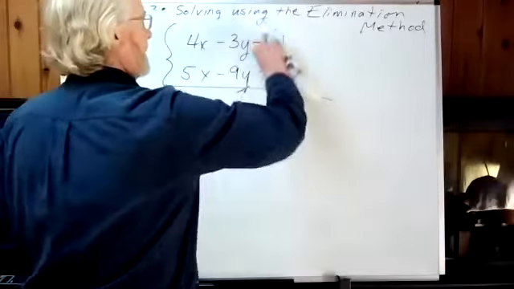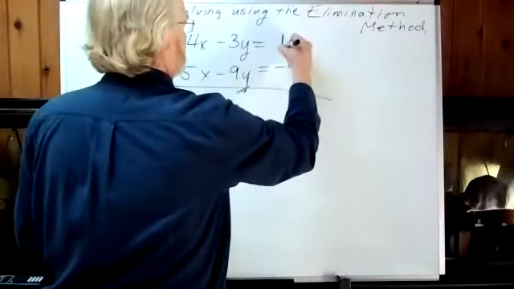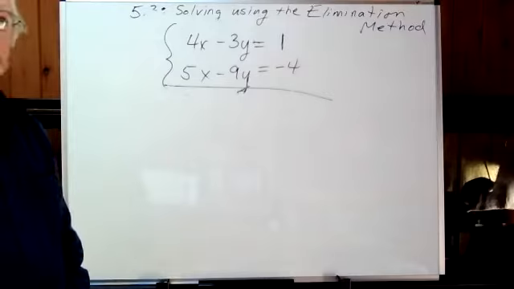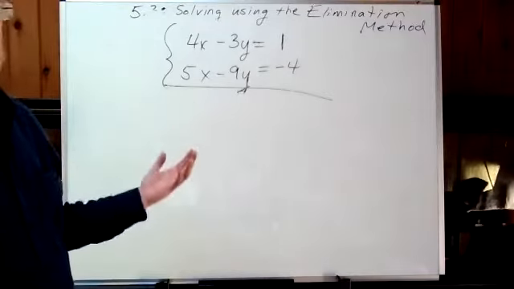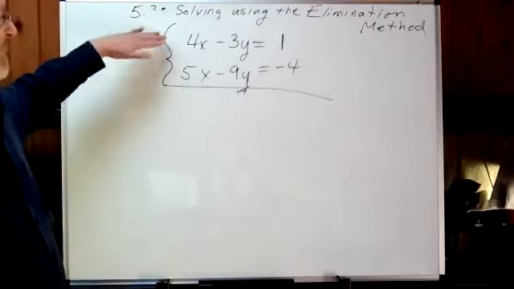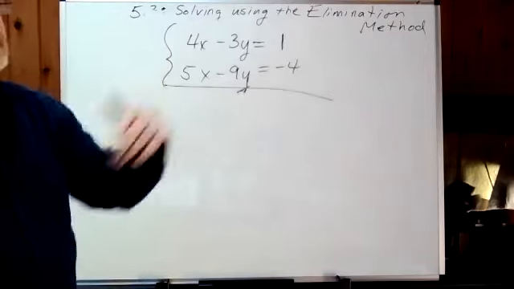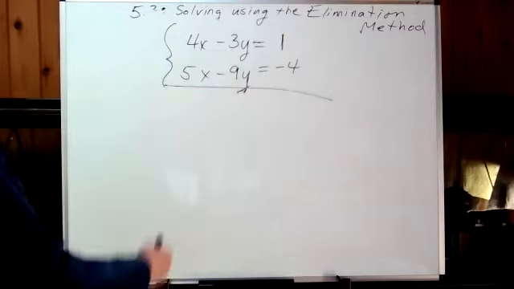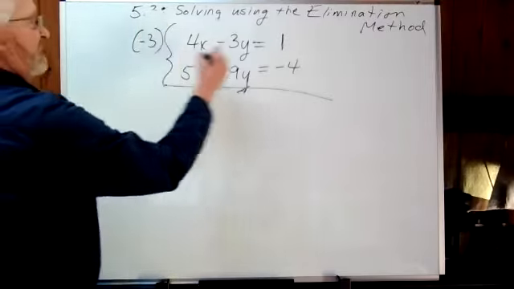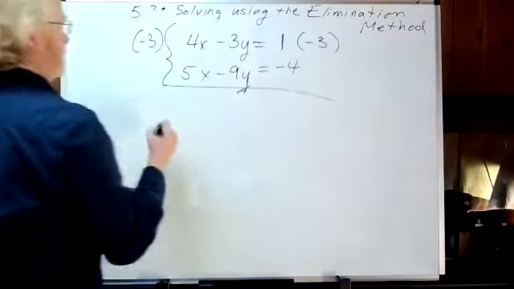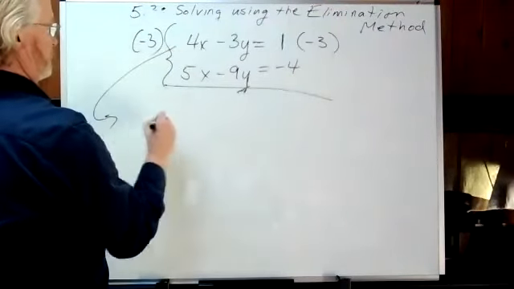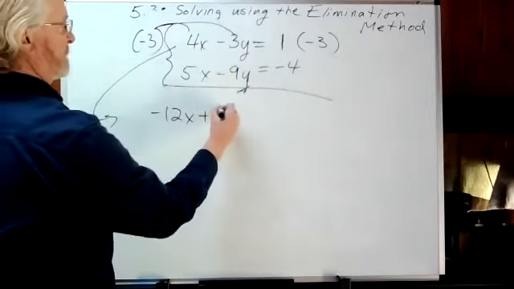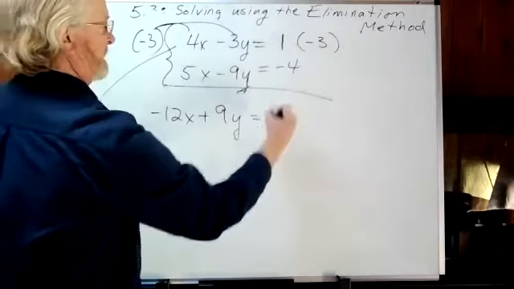How am I going to get them to cancel if they are the same size number with opposite signs? How do I get them to be the same size number? I'm going to choose one of the equations. At this point, I could choose only this first equation, and if I multiply it completely by -3, it's going to turn that into a positive 9. So here I'm going to multiply this entire equation by -3. All right, rewriting it down here. That becomes positive 9. And that becomes negative 3.